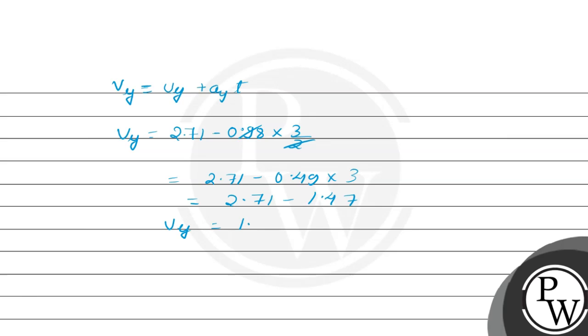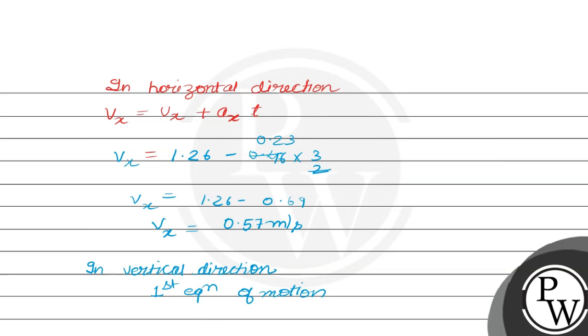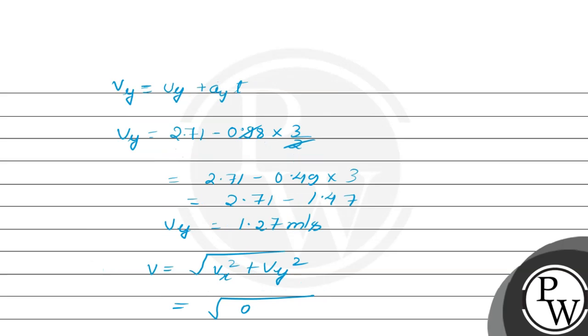minus 1.27 meter per second. We were required to find velocity of puck. Clearly this will be the square root of the sum of squares of horizontal and vertical components of that disk. On squaring, velocity in x direction 0.57 square, and in y direction 1.27 square.